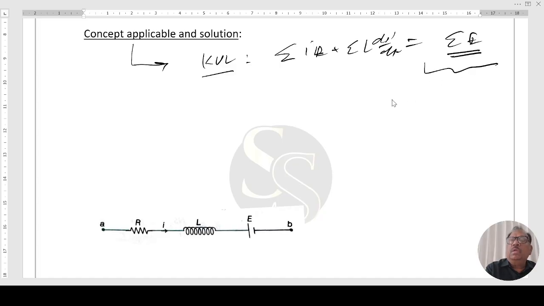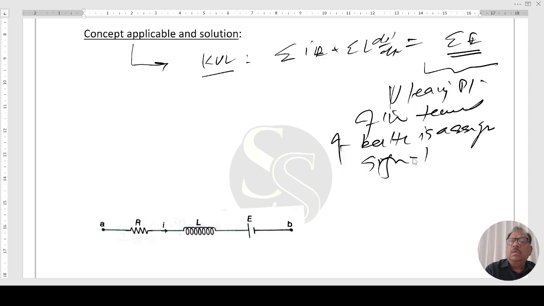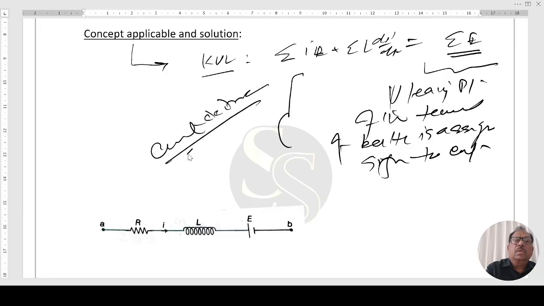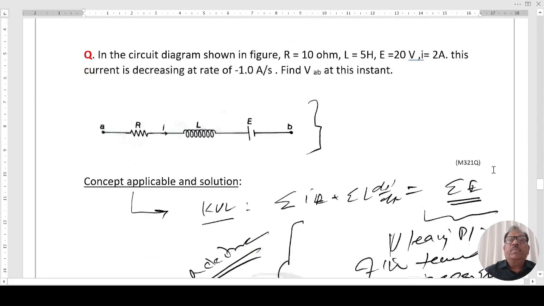साइन कन्वेंशन क्या होता है? लिविंग पॉइंट ऑफ द टर्मिनल of battery is assigned to EMF source. Right? This has already been discussed in current electricity in detail, Kirchhoff's voltage. Right? Now in this case, R is given to you 10 ohm.